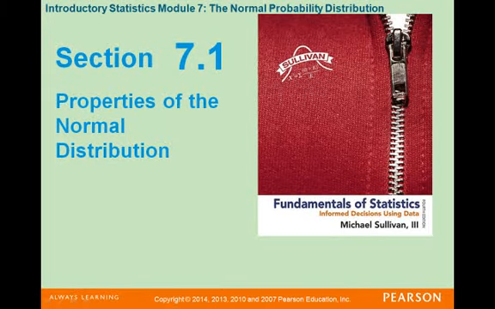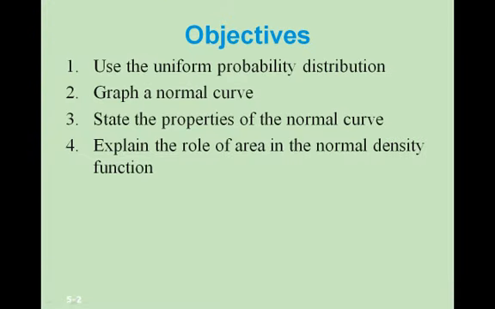Introductory Statistics, Module 7, the Normal Probability Distribution. Section 7.1, Properties of the Normal Distribution. We will look at these four objectives in this section.